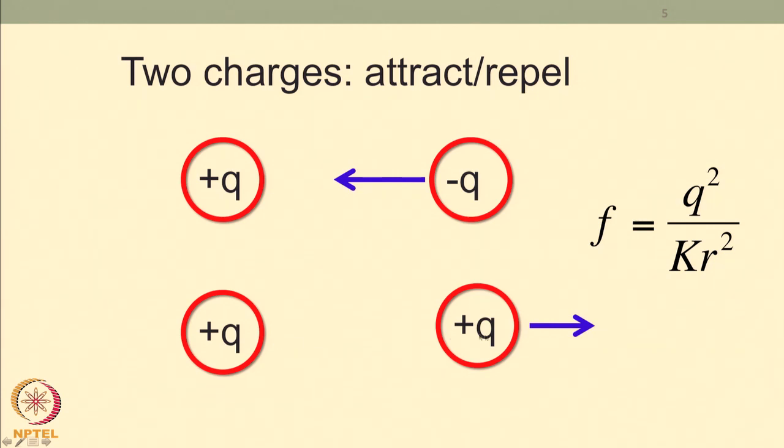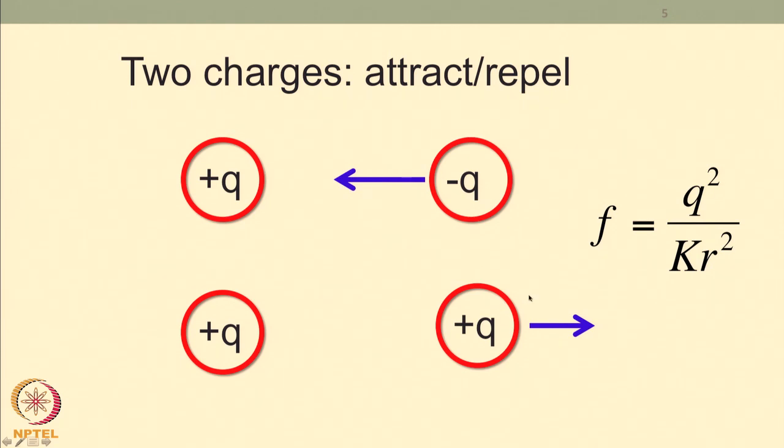Similarly, if you have two plus charges, and assume that one of the charges is fixed at some location and the other charge is free to move, then this charge will move away from the fixed charge. The force of repulsion on this charge would be q square by some constant times r square, where r is the distance, and therefore the magnitude of the force is this and the direction of this would be this.